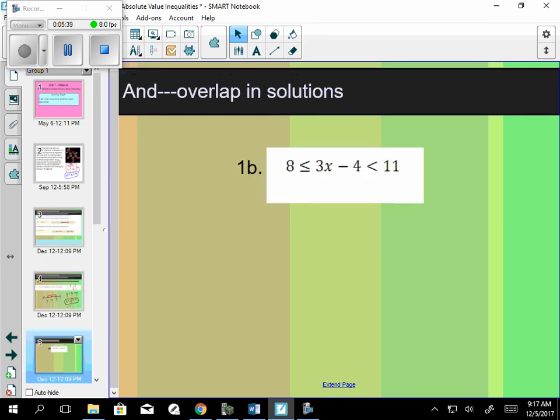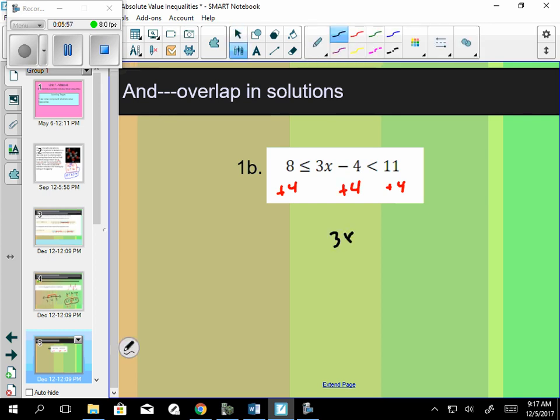All right, let's try another one. This one, do the same thing. Get that middle to equal X. Why don't you pause the video, try this one on your own and see what you get. All right, let's check it. First thing you should have done is add 4 to all the spots.